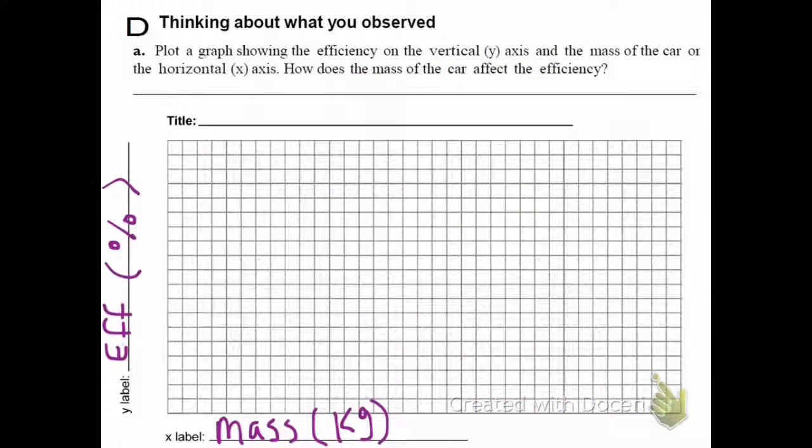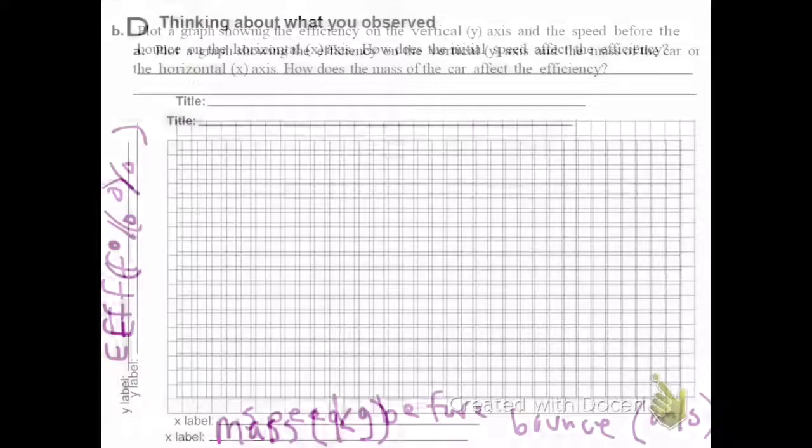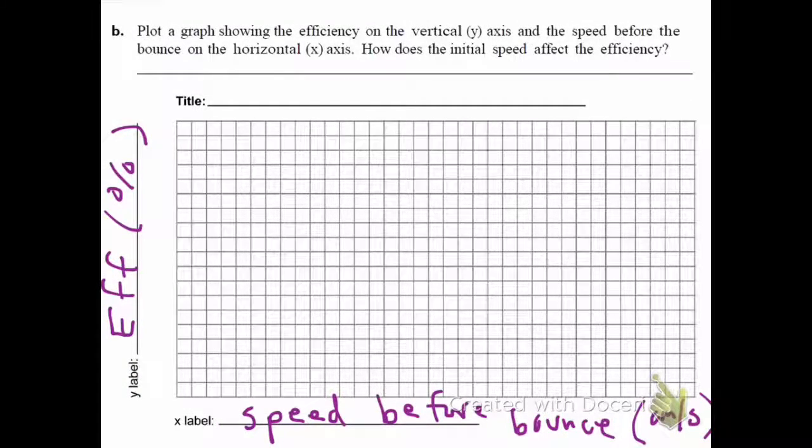You're going to be making two graphs, and I'm not going to set them up for you completely this time. I want you to try that on your own for this lab. But the first graph is going to be efficiency versus mass, and the second graph is going to be efficiency versus the speed before the bounce. So basically one graph for each of your two sets of data.